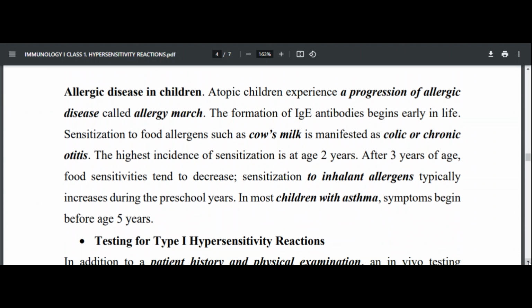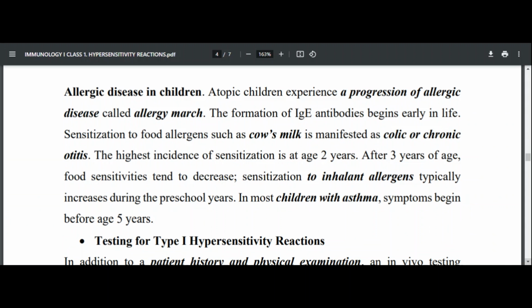In some cases, children with atopy also experience a progressive allergic disease, which is called the allergic march. This is the formation of IgE antibody, which begins early in life, with sensitization to food allergens like cow's milk, manifested as colic or chronic otitis.